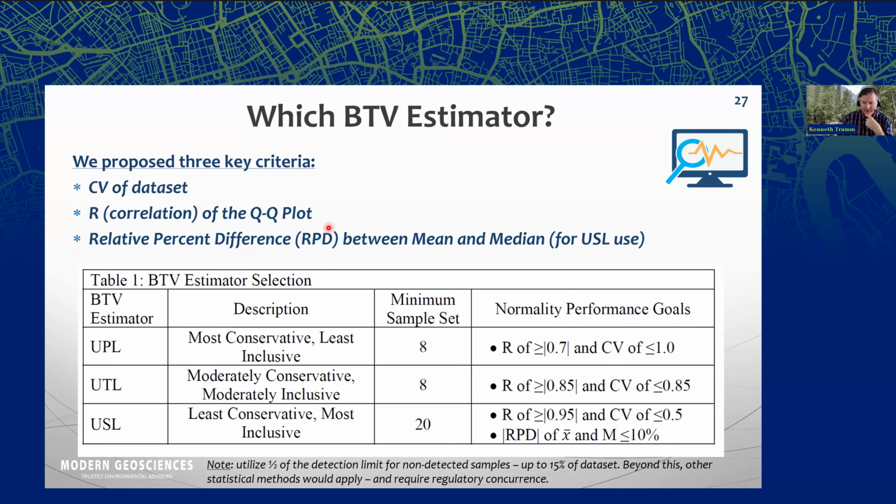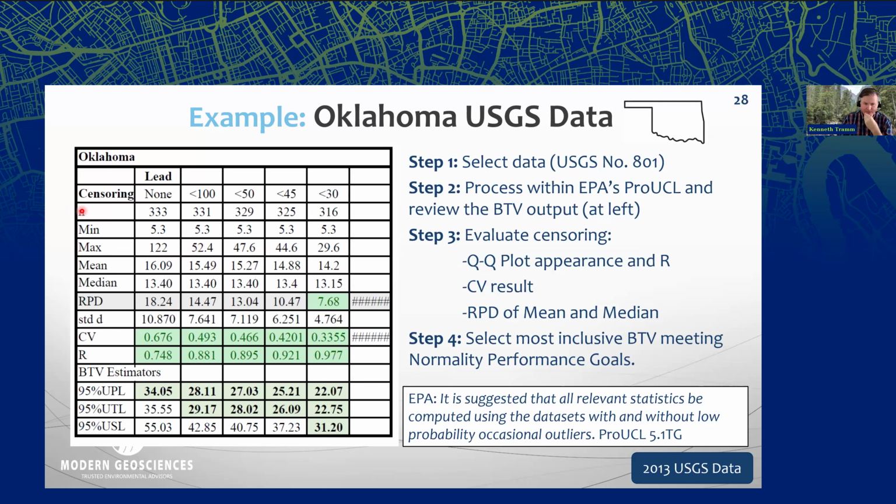So for example, I told you we'd look at Oklahoma. So welcome to Oklahoma, a friendly state. If we looked at lead concentrations in that 2013 USGS data, just go with me on this column right here. If I did no censoring whatsoever, I have a sample set of 333 samples. The minimum is 5.3 parts per million, or milligrams per kilogram. The maximum is 122. Here's your mean, here's your median. So from this, you already see that our mean is, you already can feel the right tail. You can feel it already.